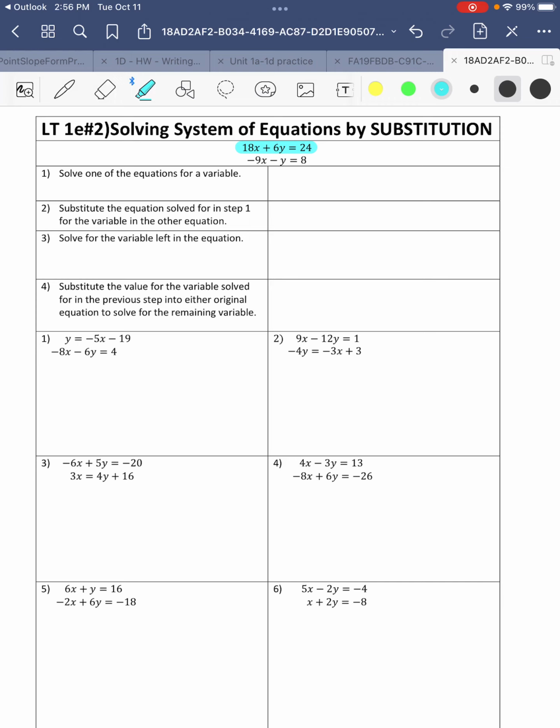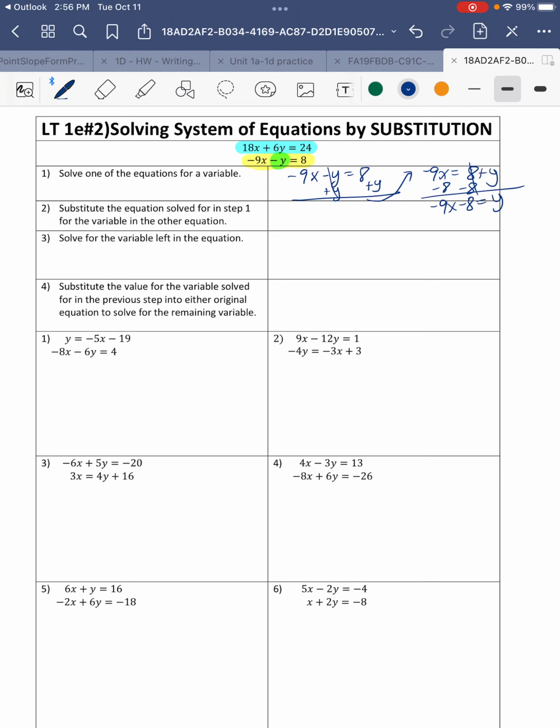That would work. But I see in the second equation, I think it's going to be a little easier to get the y by itself. There's no coefficient. So I'm going to take that equation, negative 9x minus y equals 8, and get the y by itself. So I'm going to add y. Negative 9x equals 8 plus y. And I'm going to subtract 8. Really, maybe that wasn't too much easier. Negative 9x minus 8 equals y. There, we have an equation solved for a variable: y equals negative 9x minus 8.